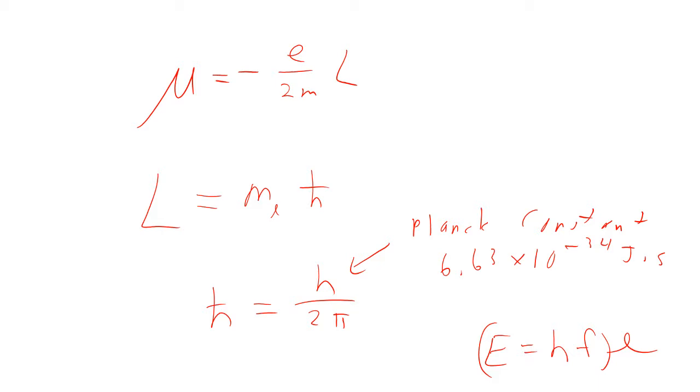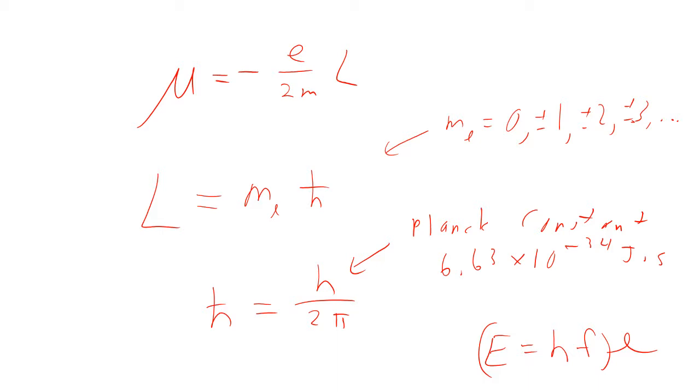So m sub l is a constant, and m sub l is going to be 0, plus or minus 1, plus or minus 2, plus or minus 3, etc. Okay, so this is going to be our derivation here of the magnetic dipole due to the orbit of an electron.